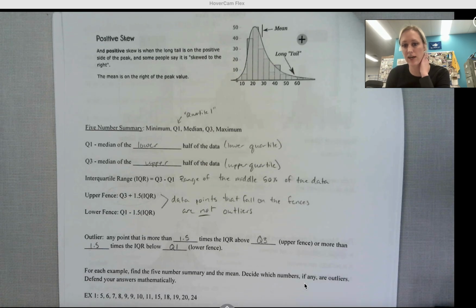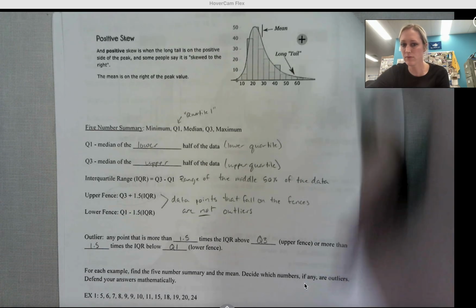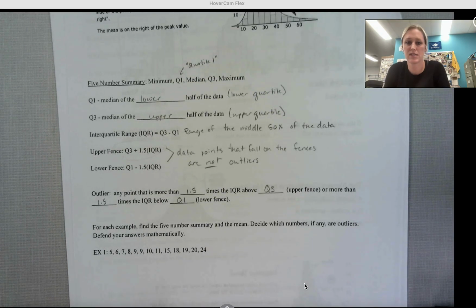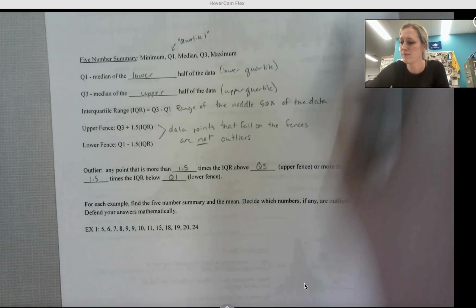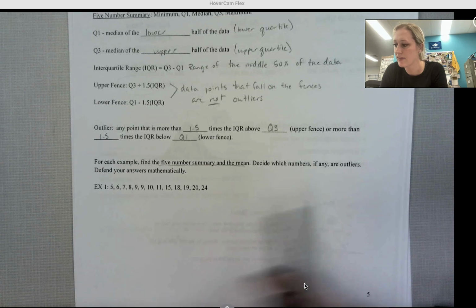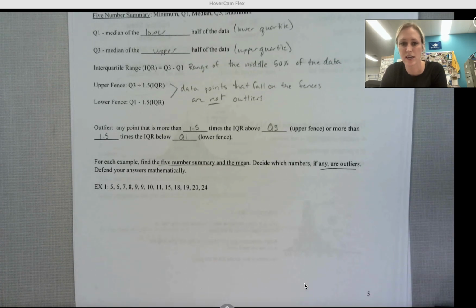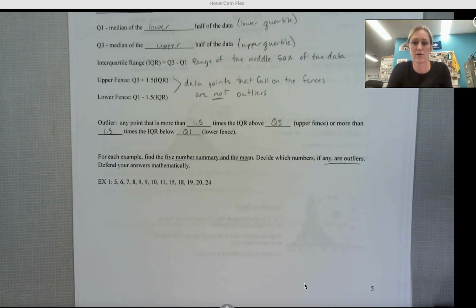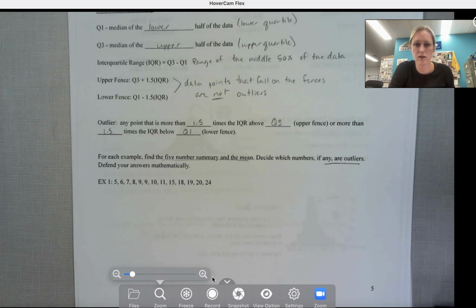Okay, so we're going to look at how do we find the 5-number summary. And so what they're asking us here to do, we're going to do 3 examples of this, you guys. This first example says we're going to find the 5-number summary and the mean, and then we're going to decide if there are any outliers, and we have to show how we know for sure they're outliers. Okay, I'm going to zoom in just a touch more here.